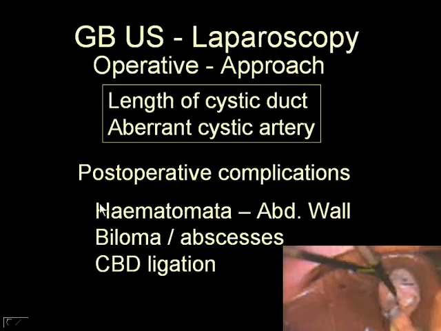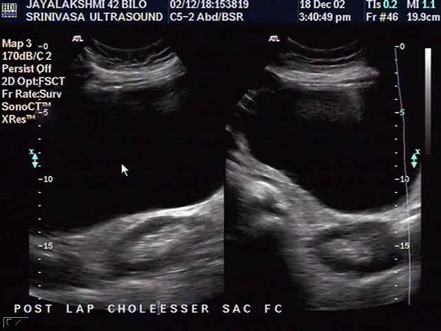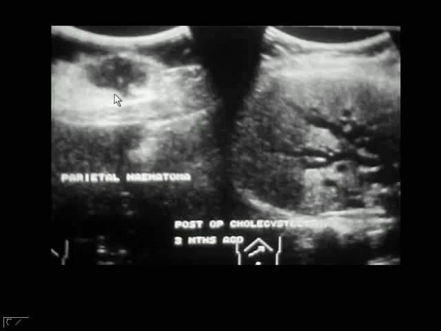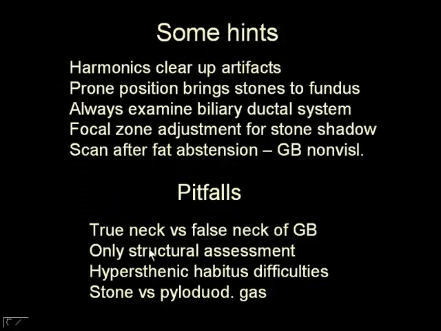But what ultrasound can do is to sort out postoperative complications in terms of hematoma in the abdominal wall, a biloma, an abscess, CBD ligation, and so on and so forth. So that's a huge biloma in the lesser sac secondary to lap chole. This is a parietal hematoma secondary to laparoscopic surgery, and therefore we can sort out per-op and post-op situations.